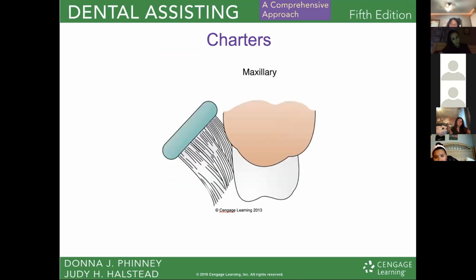So the Charters brushing technique is similar to the Bass brushing technique, except for the angle of the toothbrush placement. So with this angle, it stimulates the gingiva, both marginal and interdental. So that's right at the margins of the gum tissue or in between the teeth.